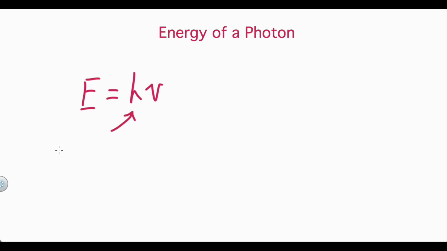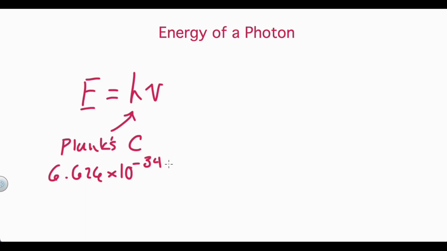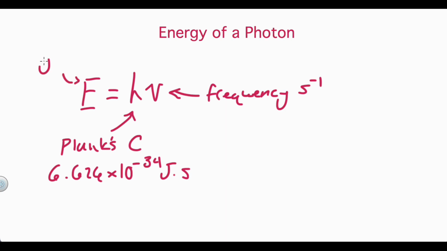And that h stands for Planck's constant, which is 6.626 times 10 to the power of negative 34 joule seconds. This v is just frequency, which is per second. And then energy is in joules. Okay, simple enough, nothing too complicated.